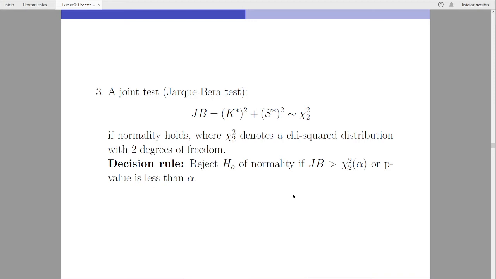Remember that the p-value is actually the probability that the value we're measuring falls out of the curve, mostly.